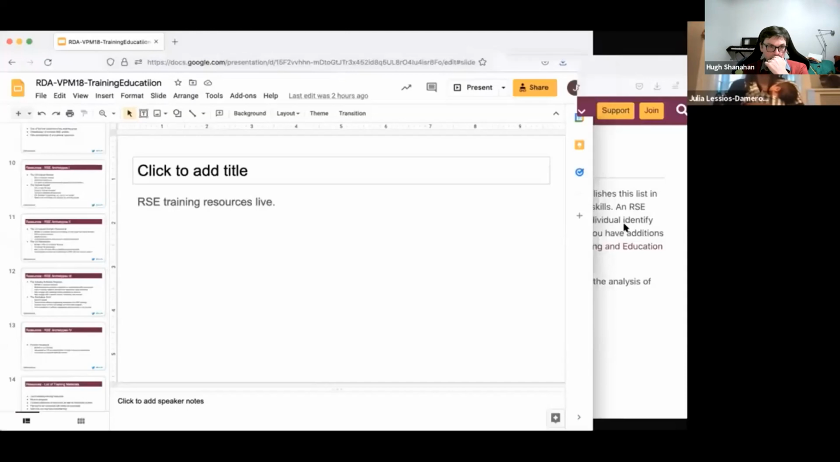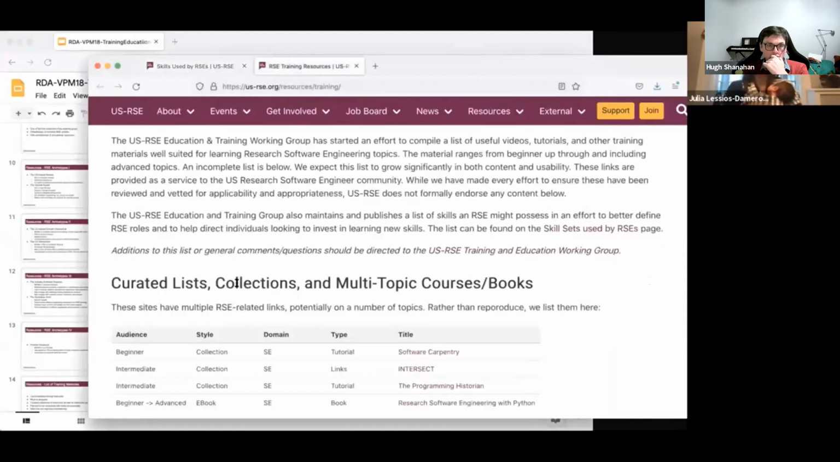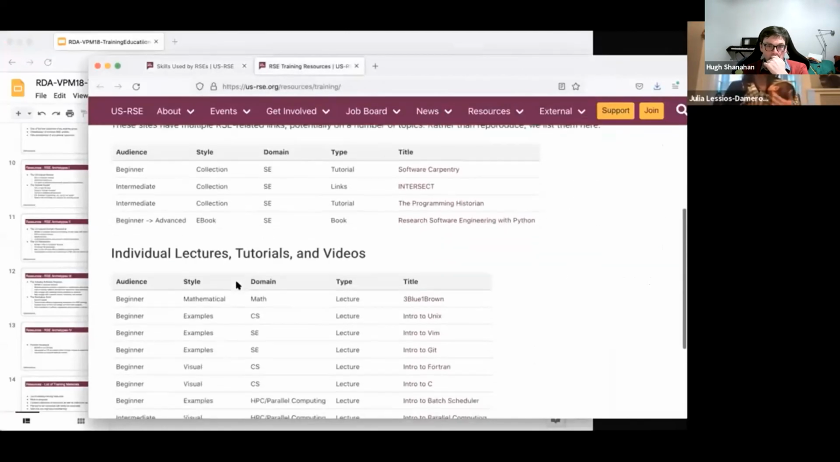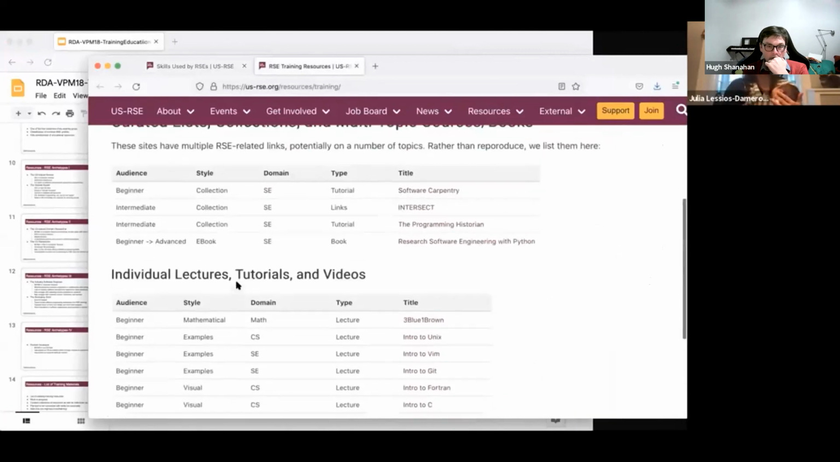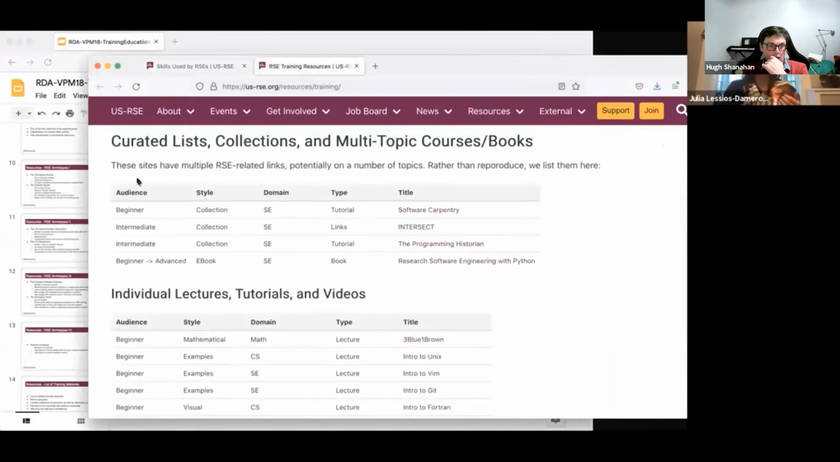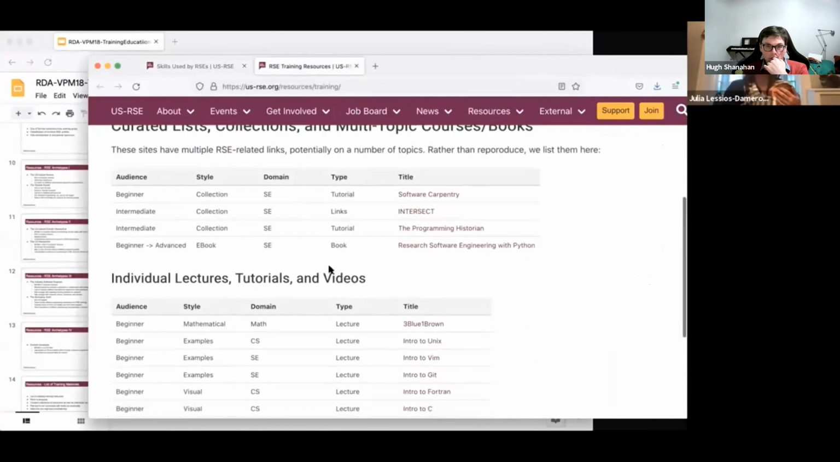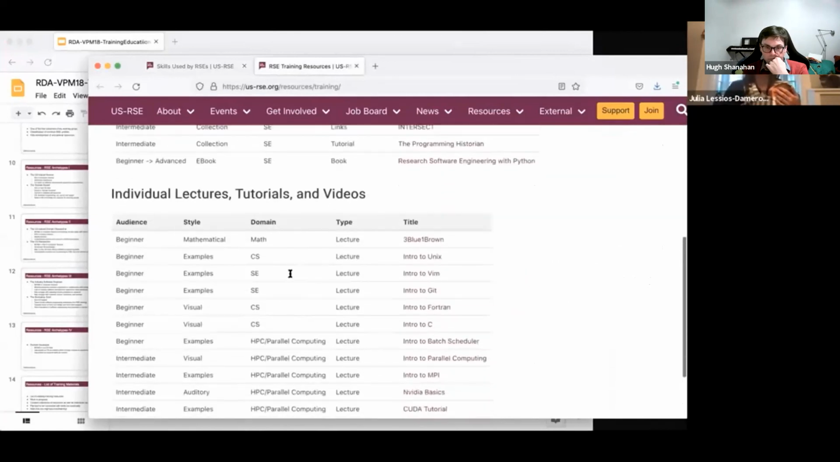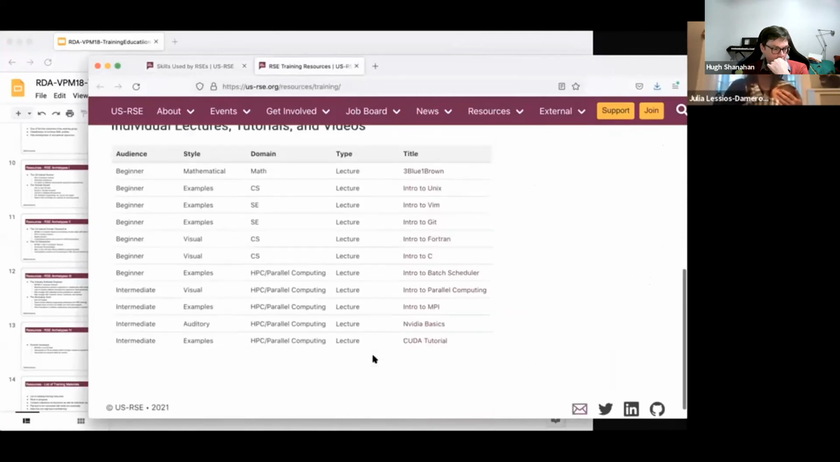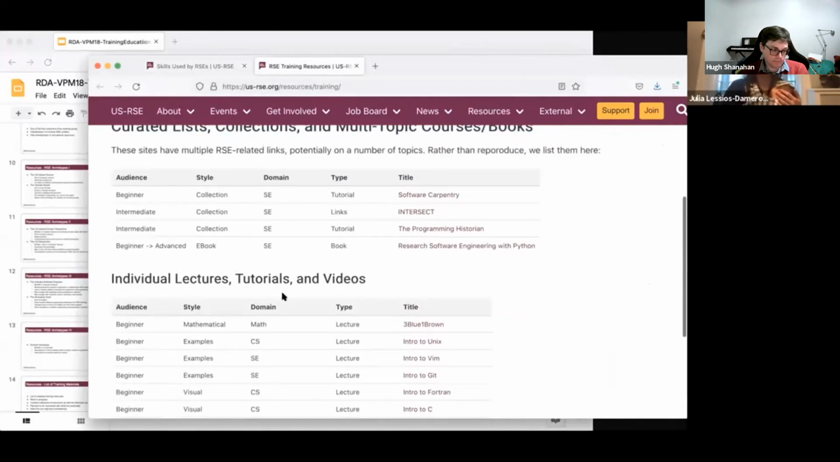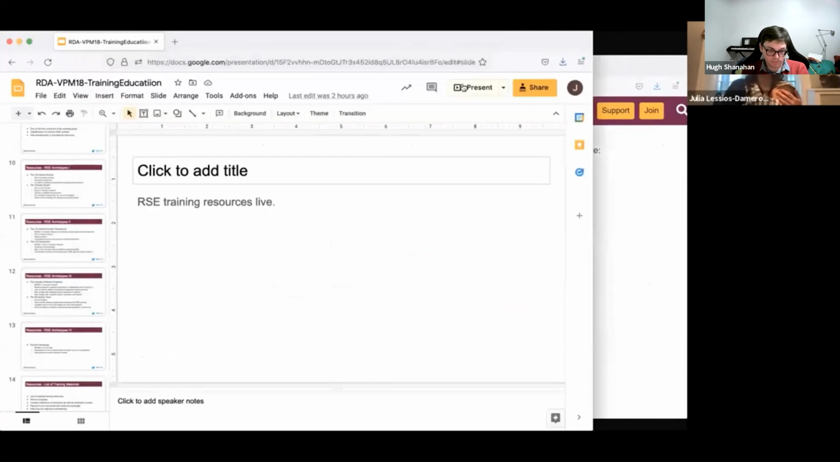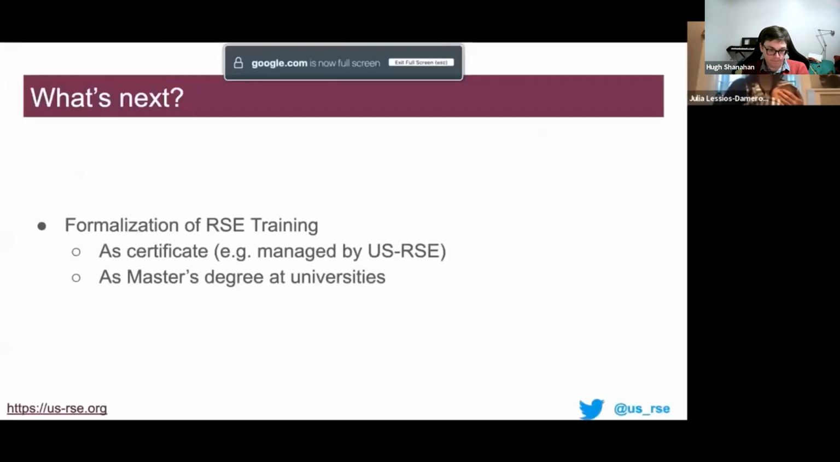So briefly going to go to the list of training materials. As you can see, it's not that many yet, but we're working on it. It's work in progress. We have collections of courses that are curated by other projects, and then we also have individual lectures, all provided from other projects and other institutions, organizations. Yeah. So that's what we've done so far.